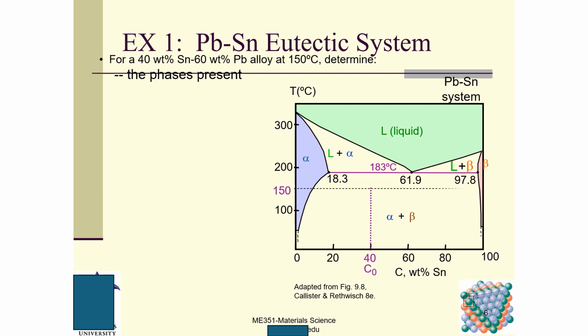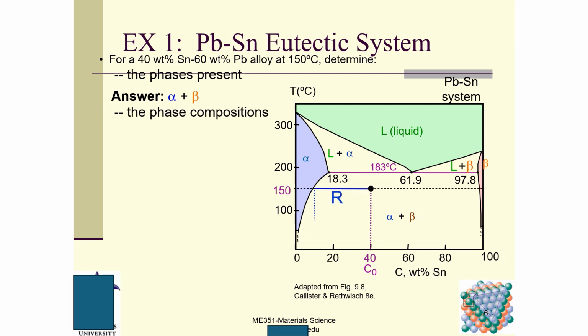For example, here is a statement: 40 weight percent tin and 60 percent lead alloy at 150 degrees, determine the phases present. If we know the composition and the corresponding temperature, we can get a point in the phase diagram. The answer is alpha and beta.